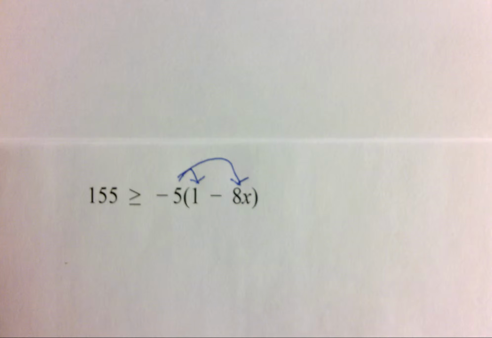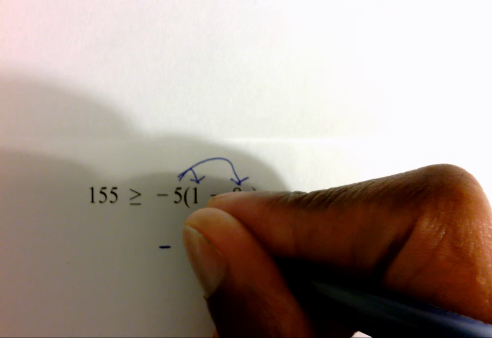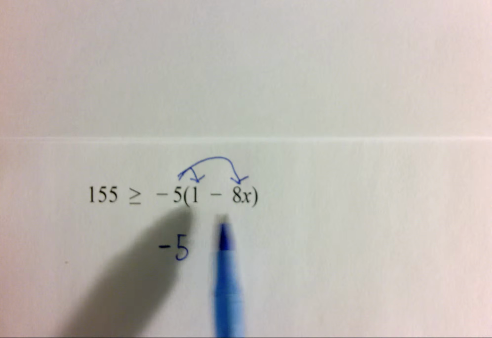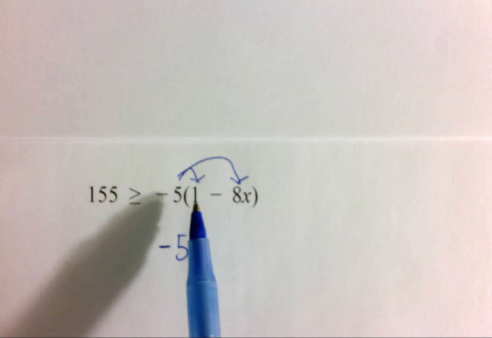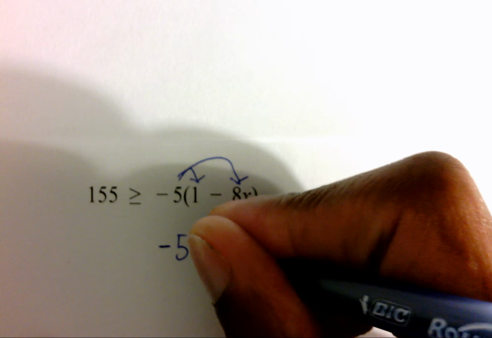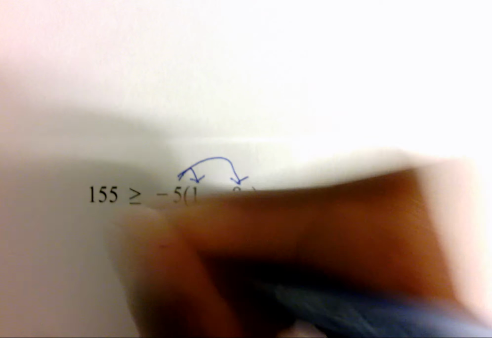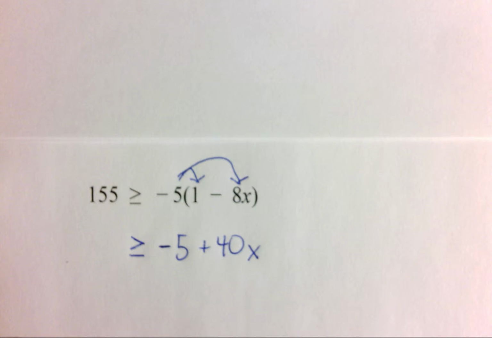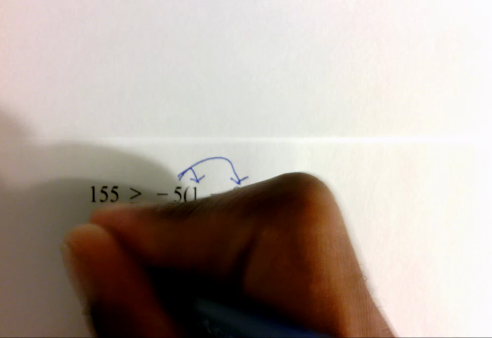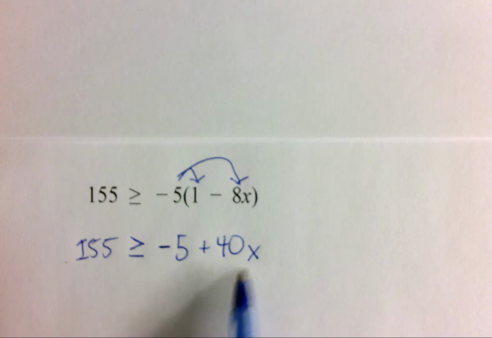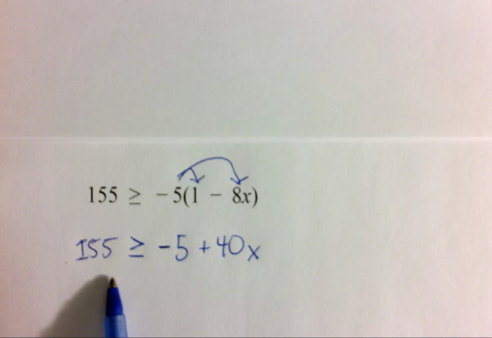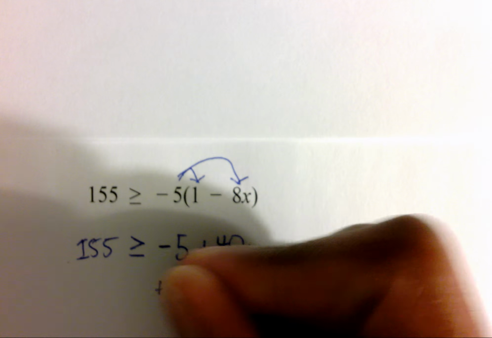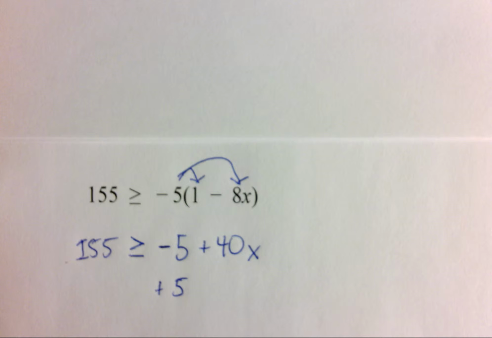Okay, negative 5 times 1 is going to give me a negative 5. And then negative 5 times a negative 8x. Now again, I have a negative times a negative, right? So that's going to give me a positive 40x. And that's going to be less than or equal to 155. Okay, my variable's over here, and I'm just going to leave it on the right side. And I'm going to get it by itself by adding 5 to both sides. Okay, so to undo negative 5, I have to add 5 to both sides.